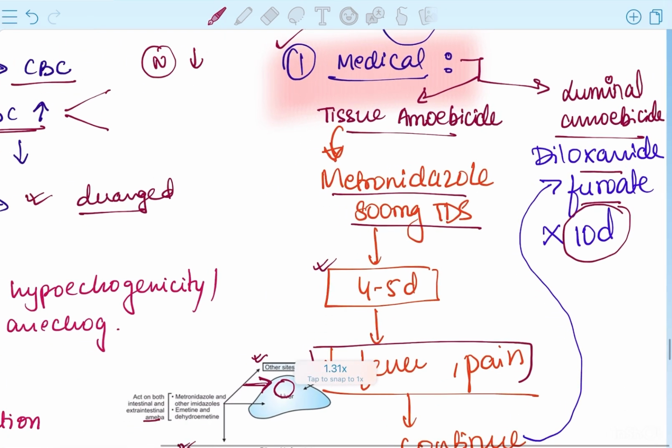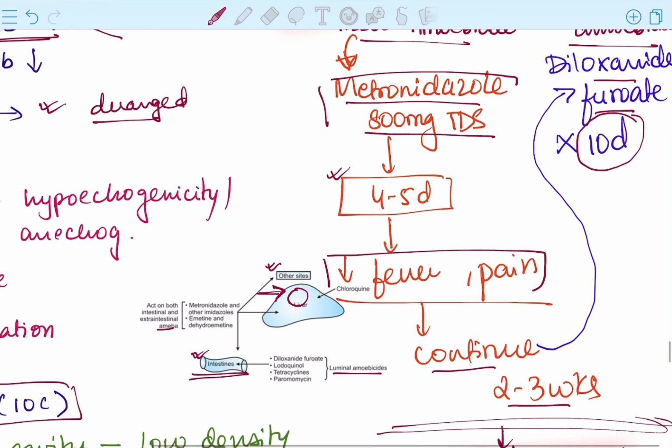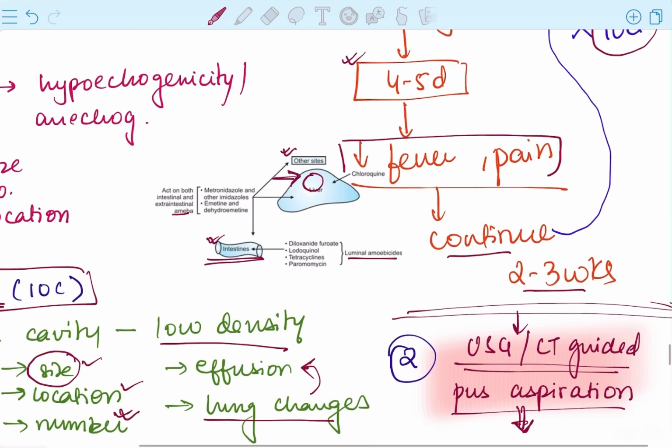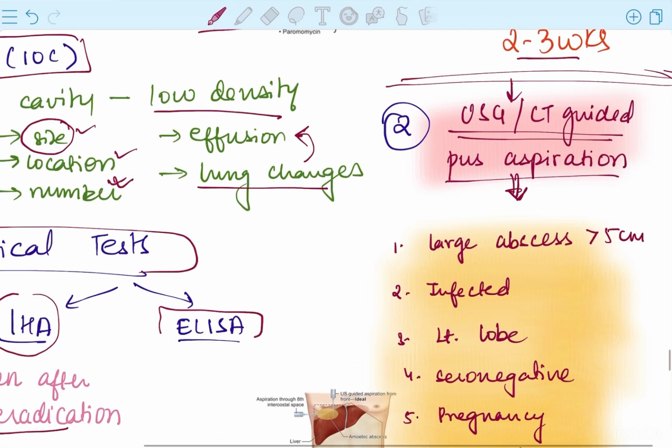Okay. So in the medical management, what are you going to do? You're going to give metronidazole and diloxanide furoate. You're giving metronidazole for 2 to 3 weeks. The fever and pain subsiding is a good sign. And followed by that you're going to give diloxanide furoate for 10 days. But if these conditions are not healing, what are you going to do? You're going to do an ultrasound or CT guided pus aspiration.